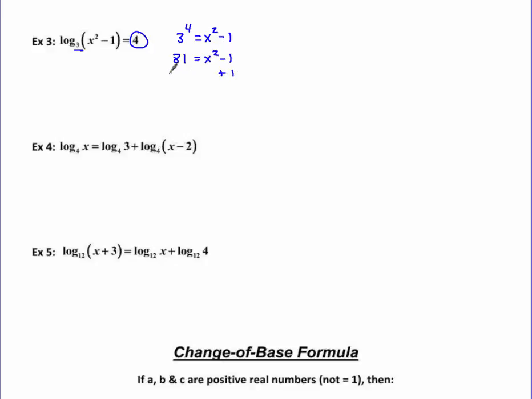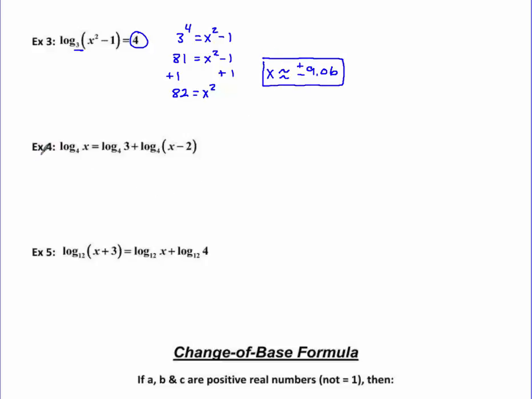And that equals x squared minus 1. So we add 1 to both sides. So we're going to get 82 equals x squared. And to solve this, we'll take the square root of both sides, and we're going to get that x is approximately plus or minus 9.06.